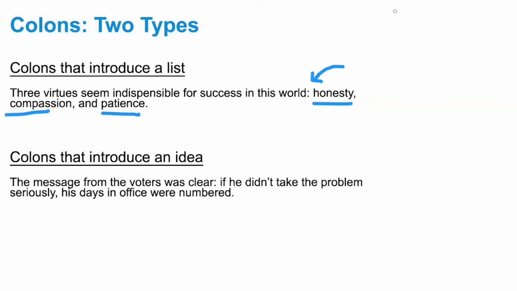Colons that introduce an idea. The message from the voters was clear: if he didn't take the problem seriously, his days in office were numbered. All right, very different use of a colon, right? We don't have a list anymore, we have an idea, which is a little bit vague, I know.